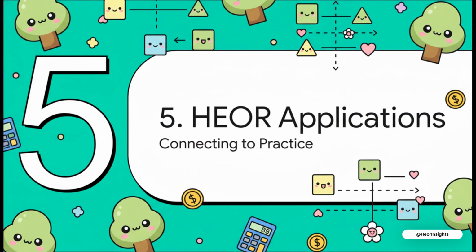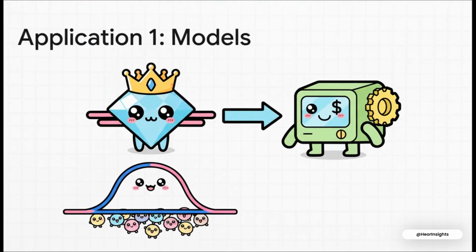And that brings us to our final section, where we'll connect this theory to how forest plots are actually used in day-to-day HEOR workflows. The most direct application is in economic modeling. The diamond's point estimate, that hazard ratio, for example, often becomes the base case input for a cost-effectiveness model. Then, the width of the diamond's confidence interval is used to define the probability distribution for that parameter in a probabilistic sensitivity analysis, or PSA.